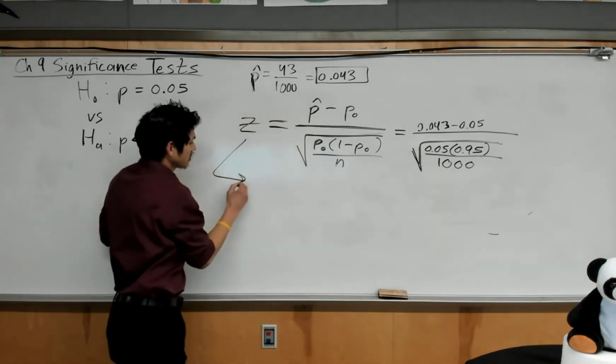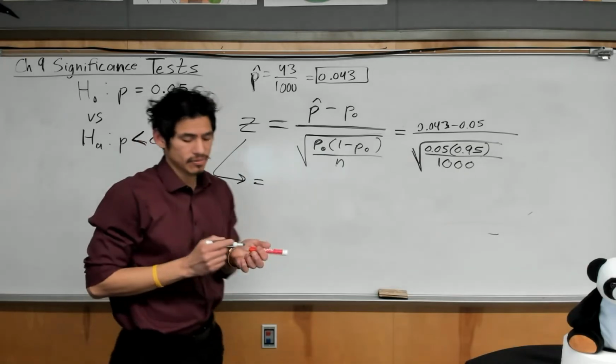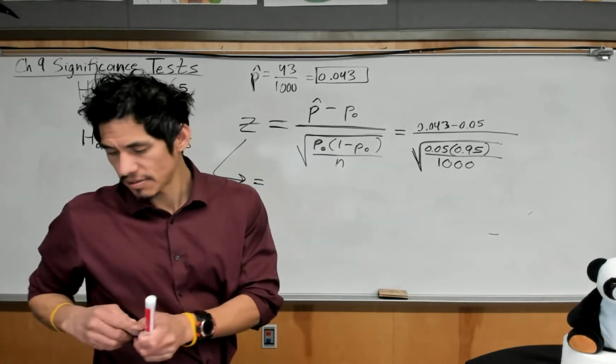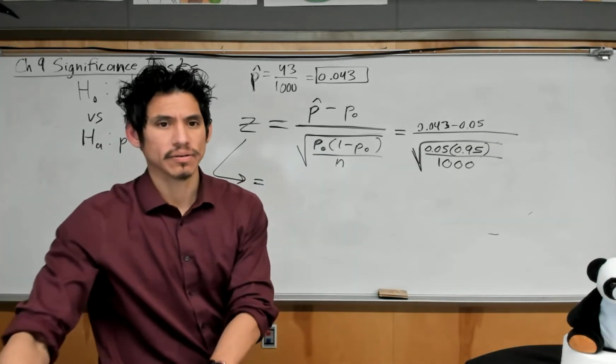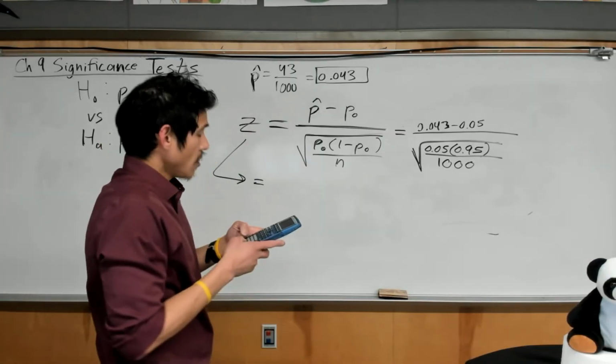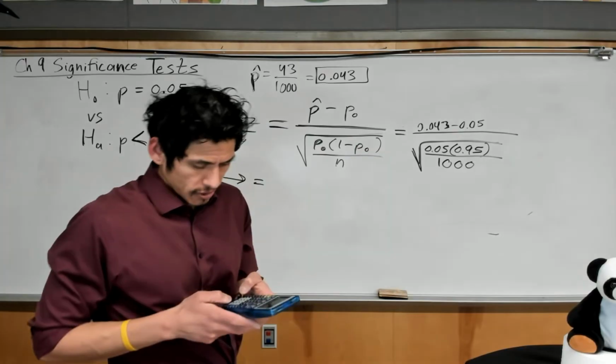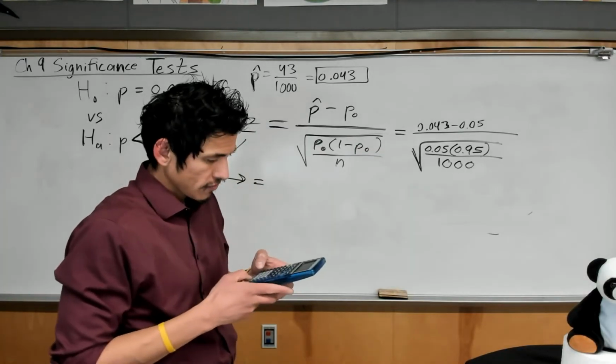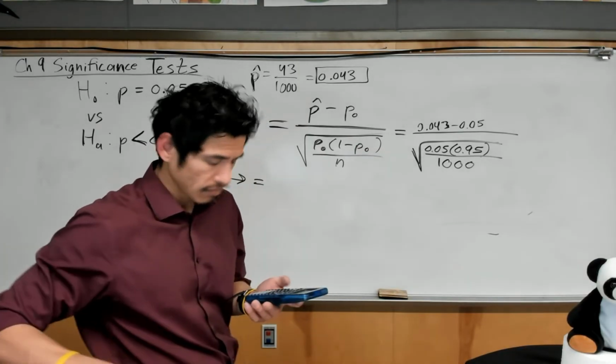Make sure you don't mess up on this calculation, because that'll screw you over. So double, triple check it. Make sure it makes sense. So you should get, let's see, 0.043 minus 0.05, negative 0.007 on top.